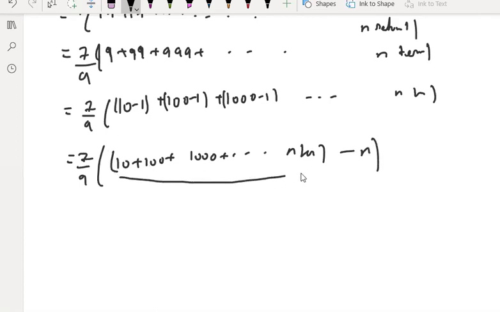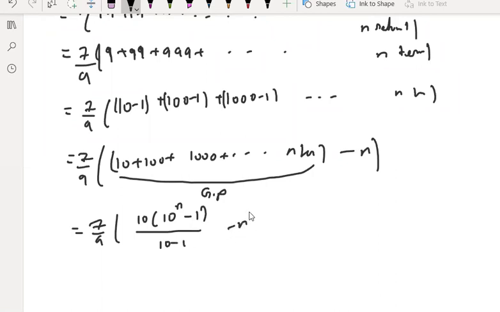Now what do you think? What is this? Is it in GP? Tell me, guys, is this in GP? Yes, right? What is the first term? First term is 10. What is the common ratio? It is also 10. So the sum is 7 by 9 times 10 into 10 to the power n minus 1 by 10 minus 1, minus n. Now this is your formula. Got it, guys? Tell me yes or no. This is the sum of n terms.